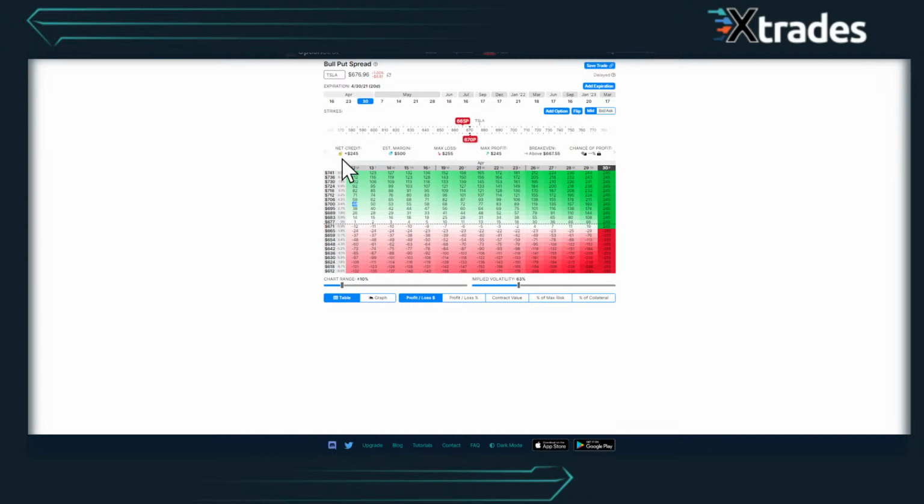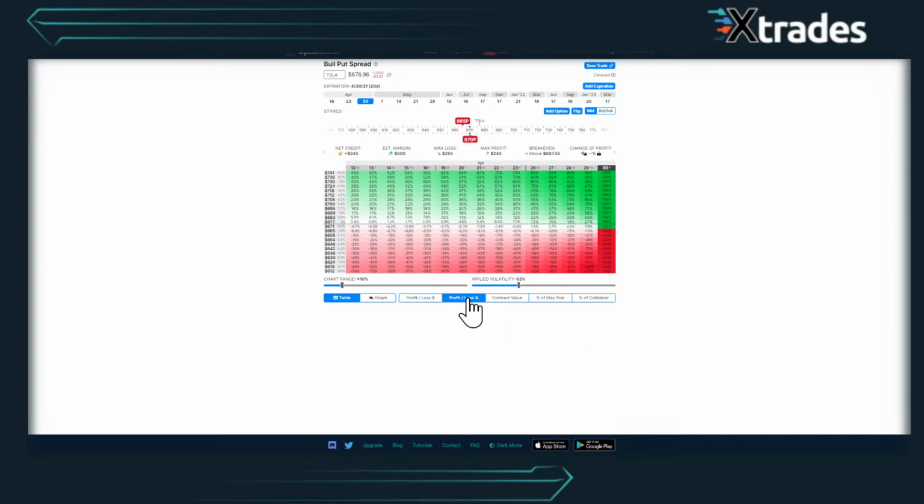And we collected a net credit of $245. So that means the contract will be worth about $200, because this is a credit play, right? So this is the opposite of what you would normally think for a debit. So you would collect $48 here on $500, which is about 10%.